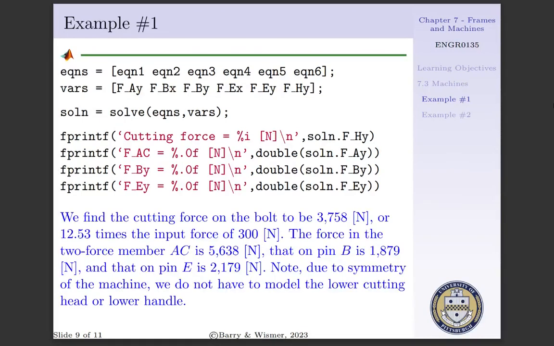In doing such, we find our cutting force, FHY, to be 3,758 newtons, or approximately 12.5 times greater than our input force of 300 newtons. The force on our two-force member, AC, is 5,638 newtons. That on pin B is 1,879 newtons, and that on pin E is 2,179 newtons. Note, due to the symmetry of this machine, we do not have to model the lower cutting head or handle.